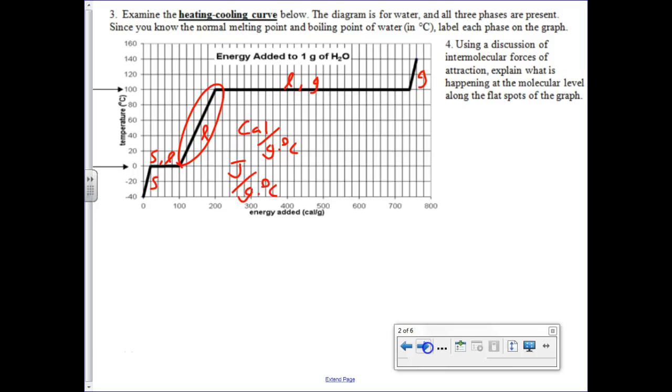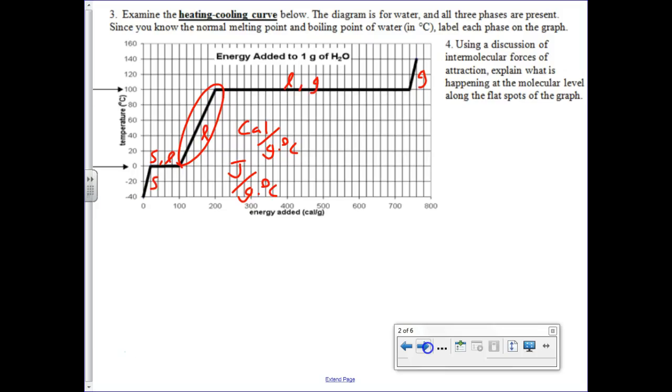So if you look at the way we have our graph set up, the calories per gram is the x value, the temperature, or the degrees Celsius, is the y value. So in math class, you do rise over run to find the slope. But if we want the correct units for our specific heat capacity, we would have to do run over rise, in this case, x over y. And that's just to get the units correct.